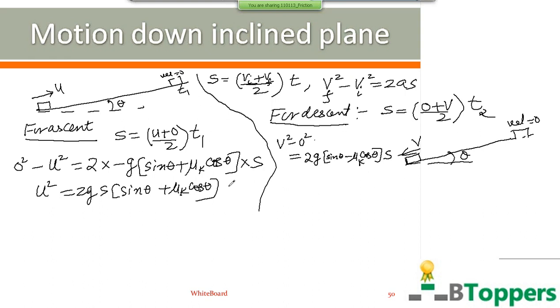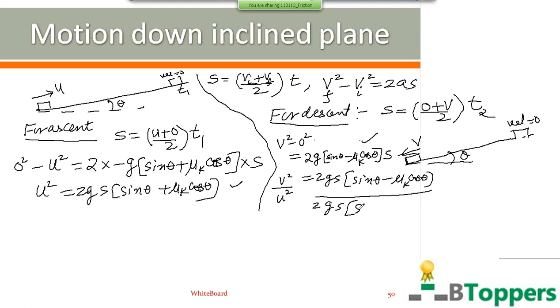So if you divide this equation by that equation, you get v square by u square equal to 2gS into (sin theta minus mu k into cos theta) divided by 2gS into (sin theta plus mu k into cos theta). So 2gS you can cancel.